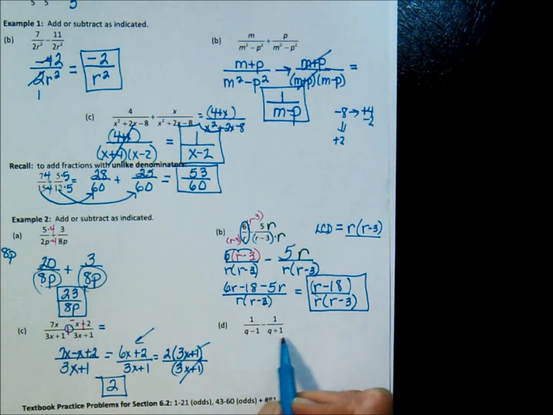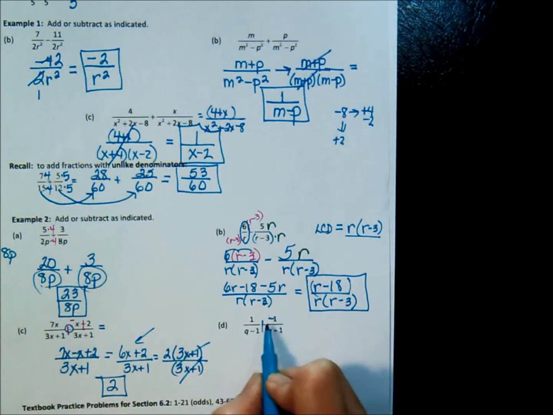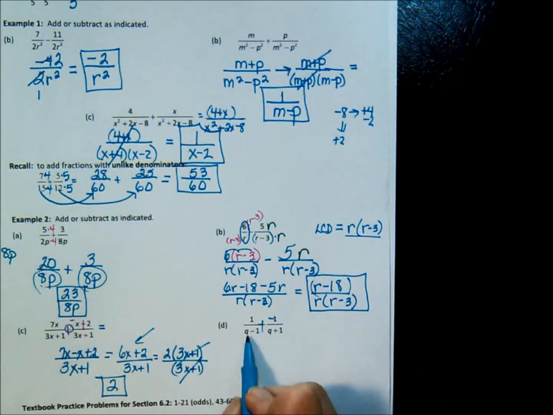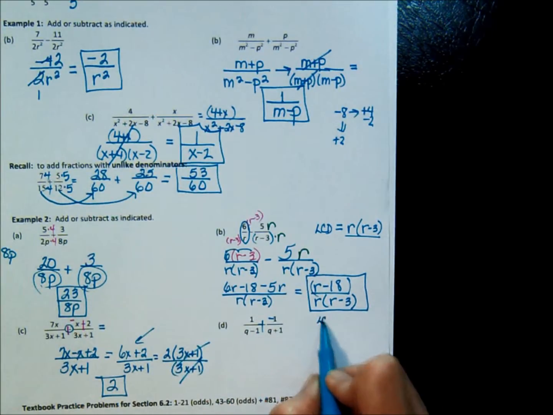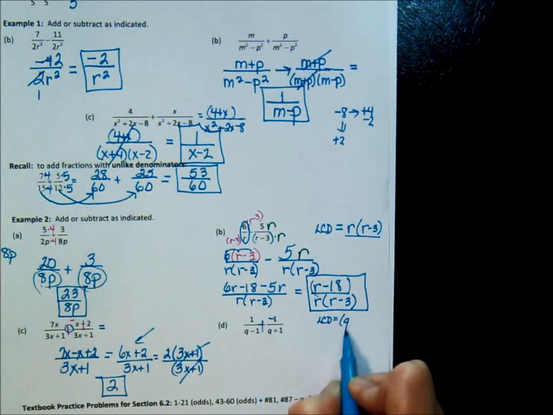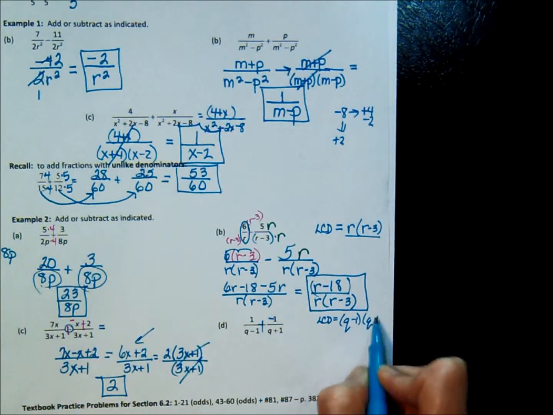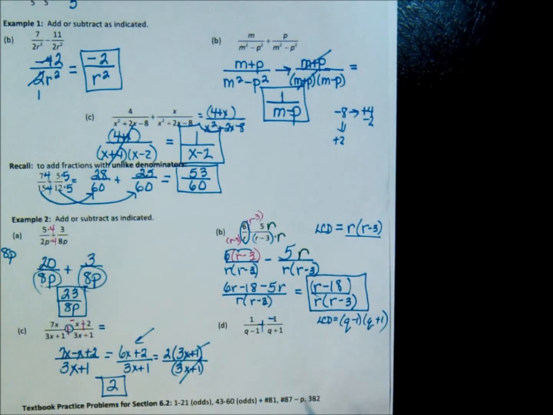Looking at the last one, I'm going to change to addition and change again just to be safe. I don't have an LCD, so for my LCD I need a Q minus 1 and a Q plus 1. So I'm going to go underneath. I'm going to write the new fraction showing the LCD. I'm going to write my 1 up here.